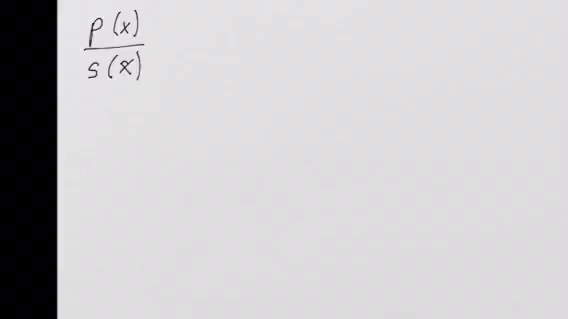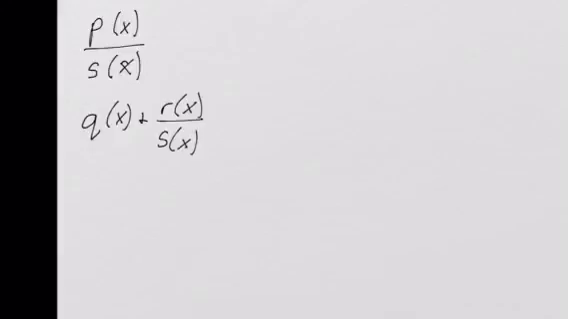Well, we know under long division that we can rewrite this as some sort of function q of x plus r of x over s of x, where the degree of r of x is less than the degree of s of x.